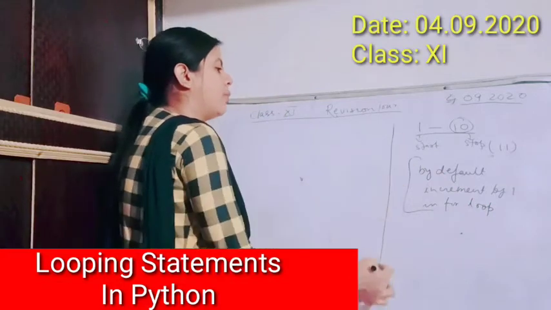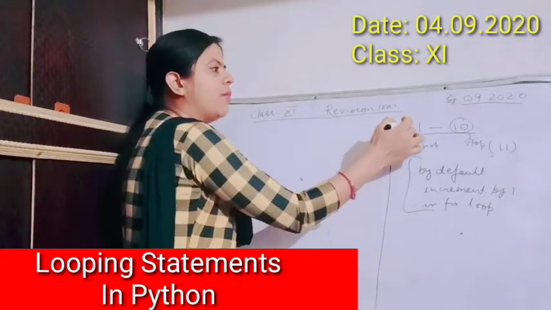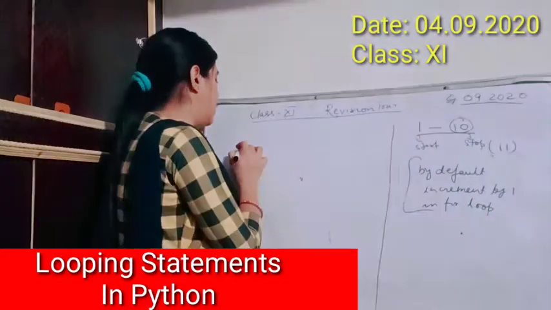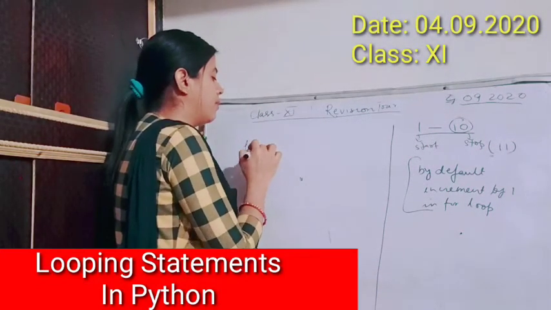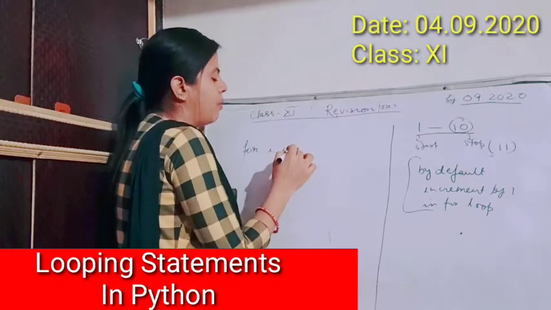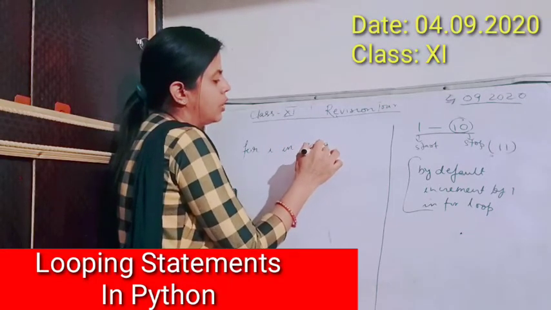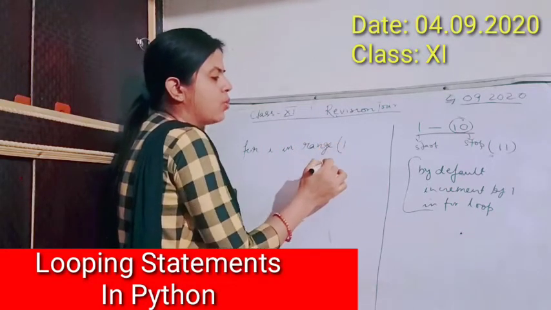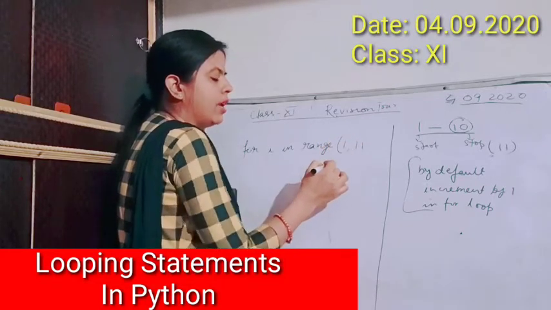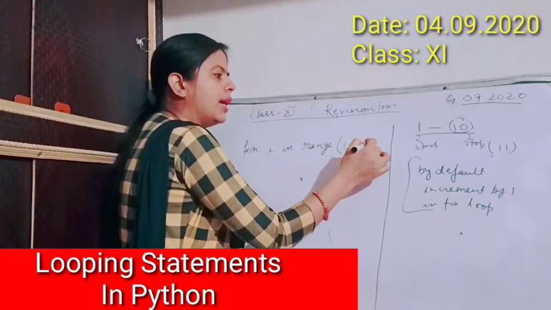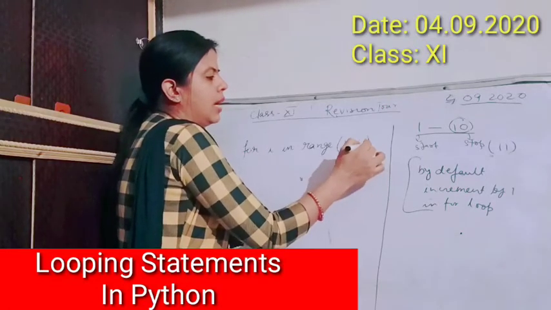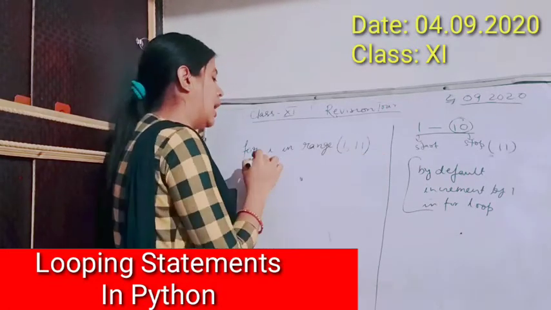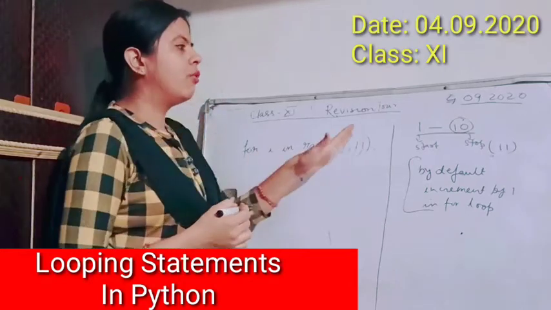Now let us write the program. It is very easy to write the program to print the range from 1 to 10. I'll write here for loop. I am taking a variable I, in membership operator, range function. My start value is 1, my stop value will be 11, and if you want you can write the step value 1 or you can leave it. And then I'll give colon. Now I have to print the values from 1 to 10.